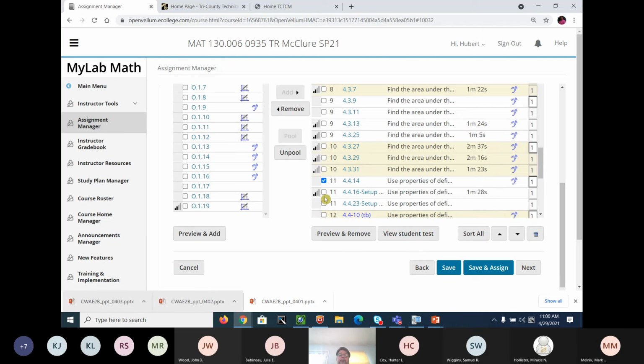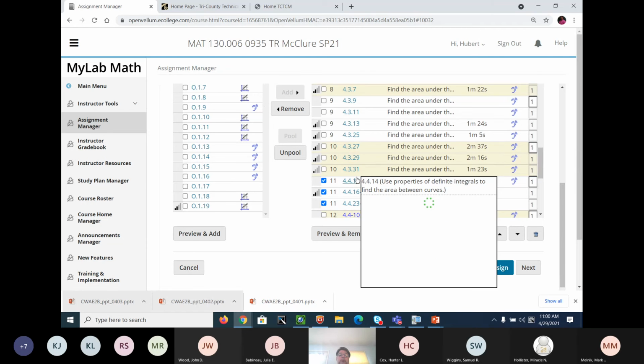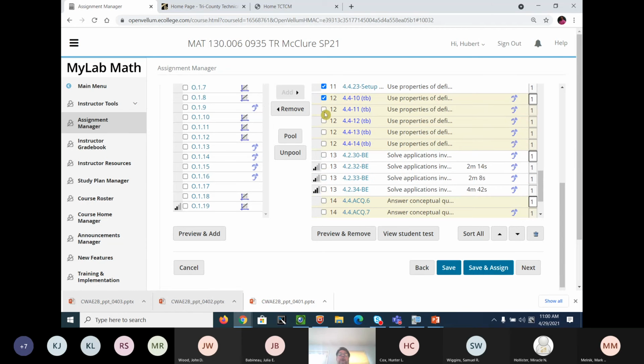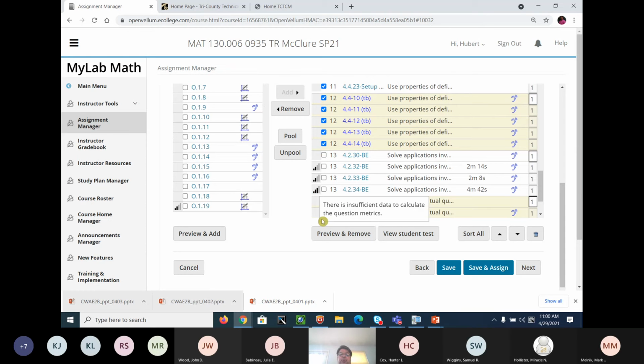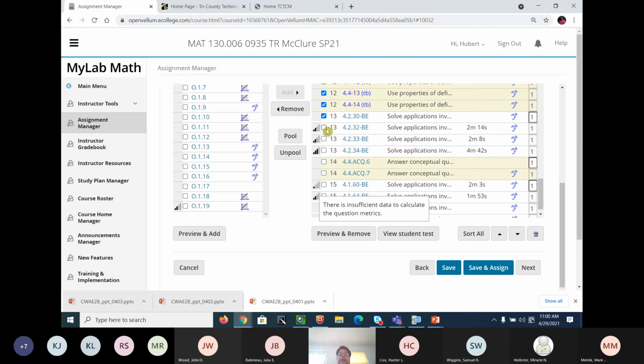4.4. We used to do, because the semester's short, that's why we didn't go to 4.4, which is important. 4.4 is just as important as 4.3. And take out 4.2, 4.4.